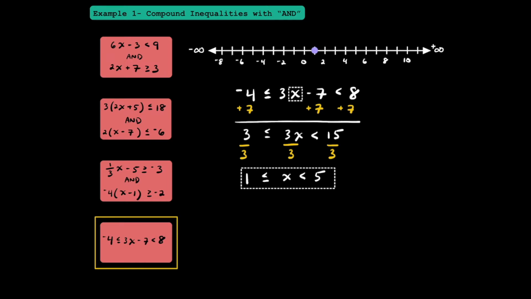First, I'm going to put a closed circle on 1 and draw an arrow to the right. Then I'm going to put an open circle on 5 and draw an arrow to the left. Here we can see the overlap of the two arrows that let us know what makes both of them true. This would be our final graph. The interval notation here would be bracket 1, comma, 5, parentheses.